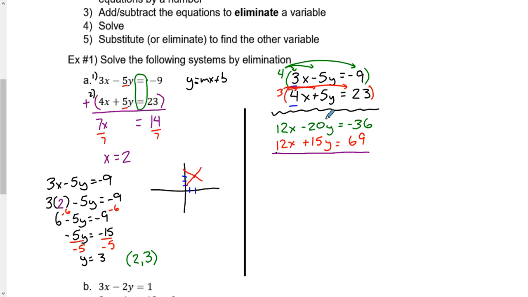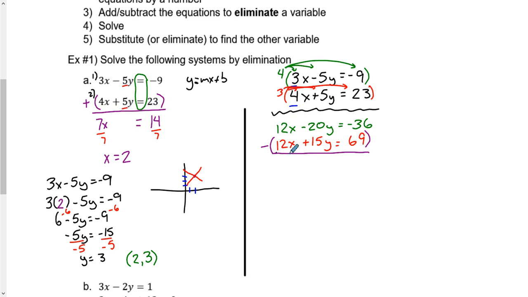Well, no matter what, I'm not going to be able to get rid of these y's. If I subtract them, I'm going to have negative 35y, and if I add them, I'm going to have negative 5y. But I can subtract this entire equation. Now, it does not necessarily matter whether I take this top equation and subtract this bottom, or I take the bottom and subtract the top. It doesn't really matter. It's just the way that I have this set up.